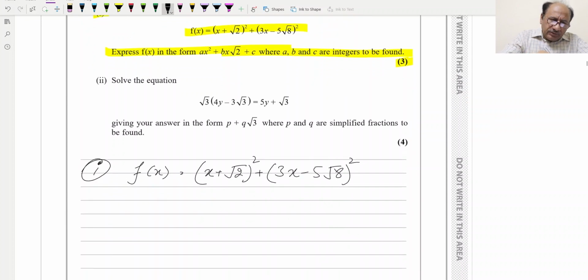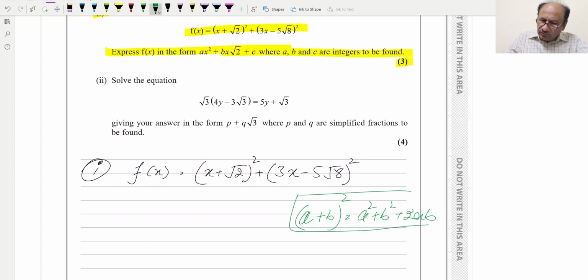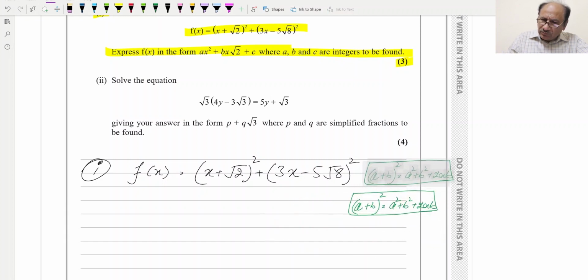Now I'm applying the formula. You can multiply also, but you are in A level, so it is better to apply the formula. So (a + b) squared is equal to a squared plus b squared plus 2ab, and this will basically be the formula which we will be applying.